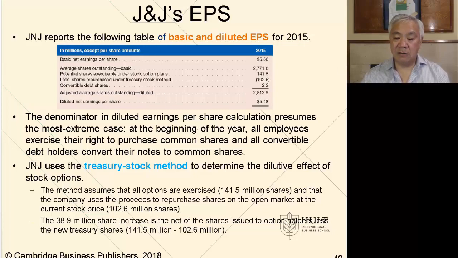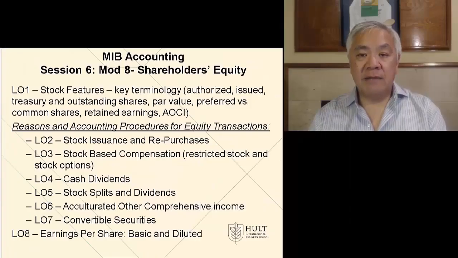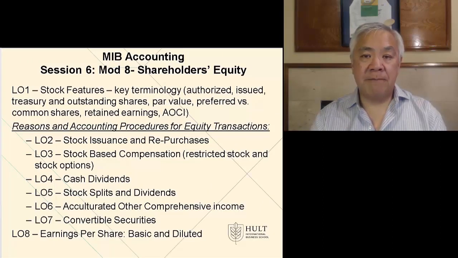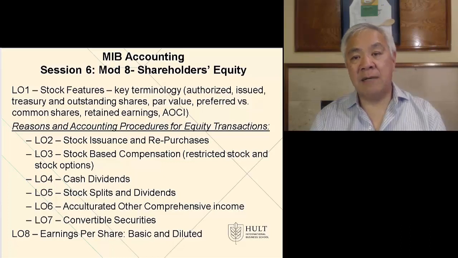Summarizing Module 8, Shareholders' Equity, we had Learning Objective 1, which are some of the basic features of the common stock and retained earnings. And these are authorized, issued, treasury, and outstanding shares. You should know what all four of those mean. The par value of stock, preferred versus common stock, retained earnings, and accumulated other comprehensive income.